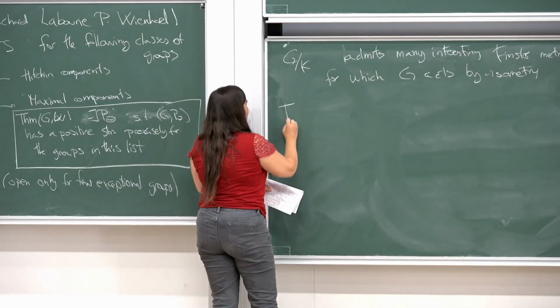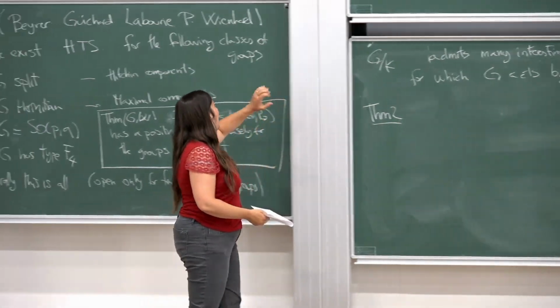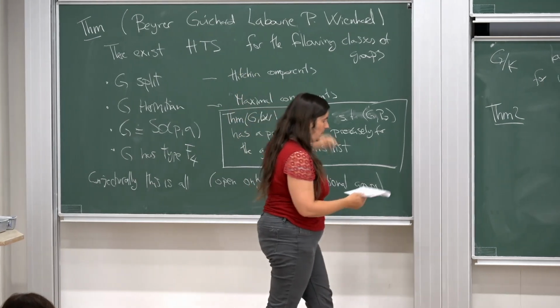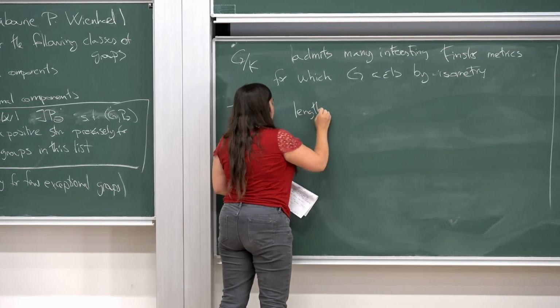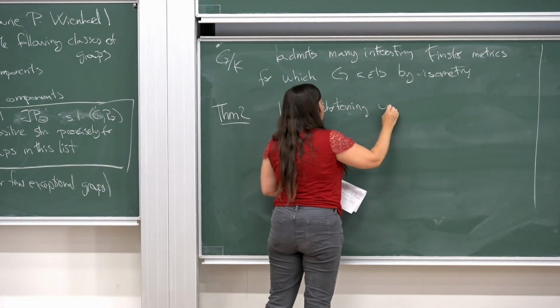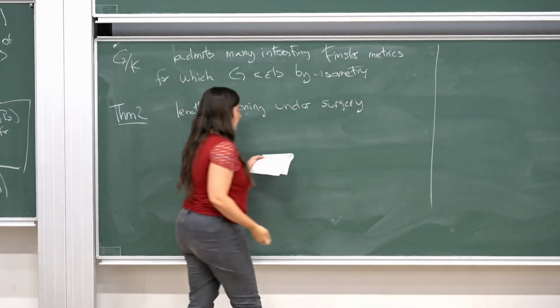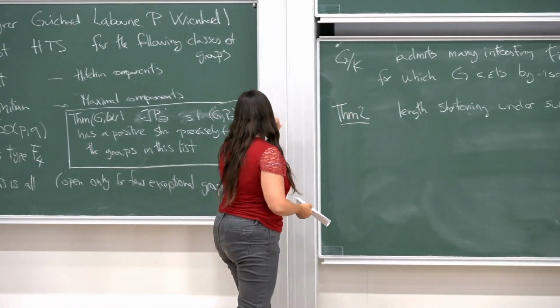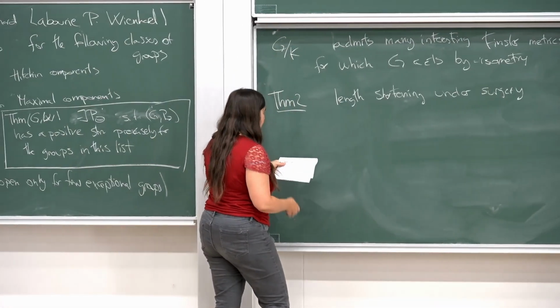And the second weakening of a result that builds in our proof of closeness for this representation is a length shortening under surgery, which is again bringing some low-dimensional topology idea into this high-dimensional setting.